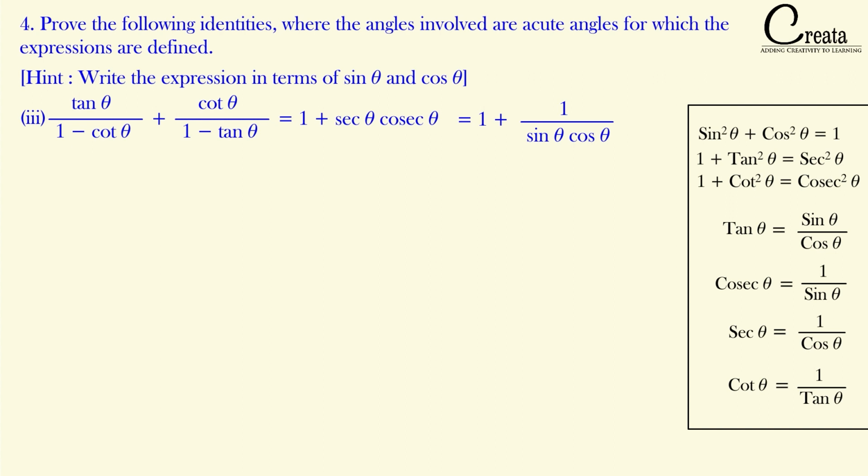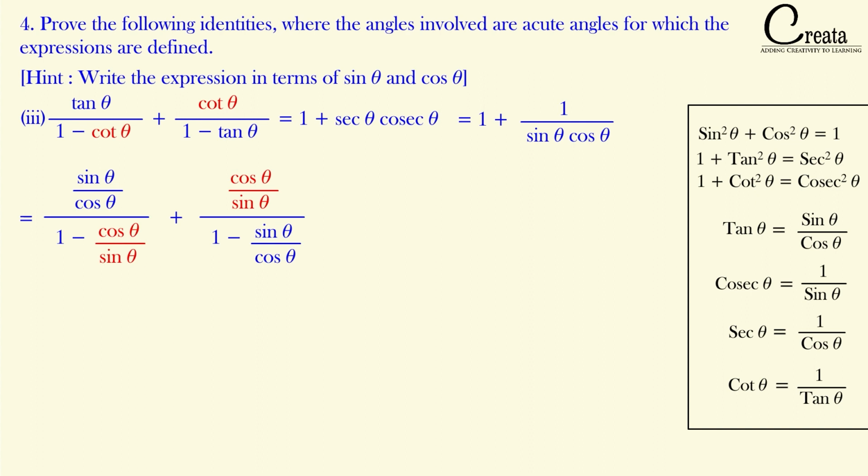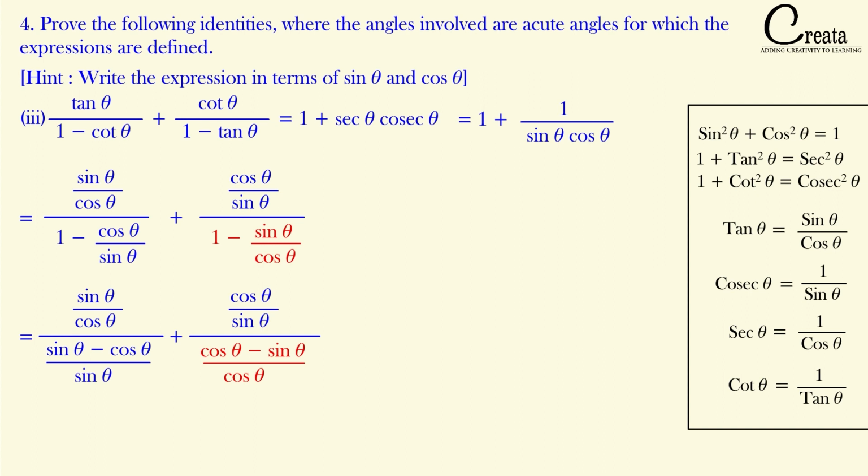So let's approach. Let's replace tan theta with sin theta upon cos theta, and let's also replace cot theta with cos theta upon sin theta. Let's solve it. Firstly, the denominator part. Let's take sin theta as LCM in the first expression and cos theta as the LCM in the second expression. So in the denominator, we got sin theta minus cos theta upon sin theta in the first expression, and in the second expression we got cos theta minus sin theta upon cos theta.